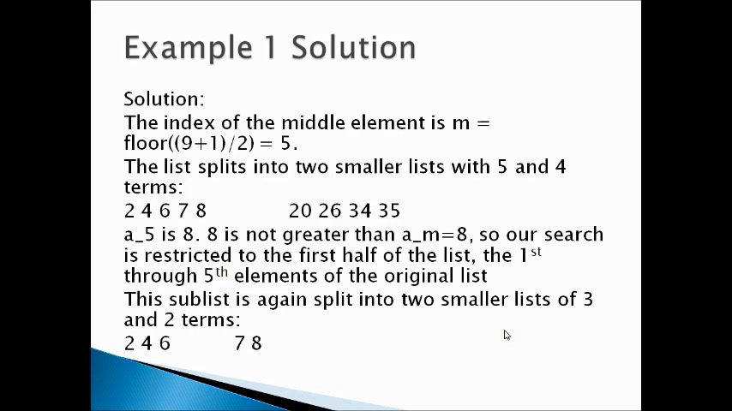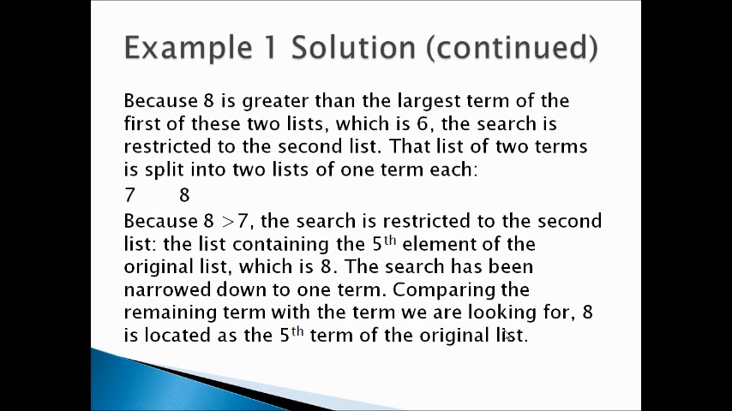So a5 is 8. And 8 is not greater than this middle term 8, so our search is restricted to the first half of the list, which is the first through 5th elements of the original list. This sublist is again split into two smaller lists of 3 and 2 terms, shown below.